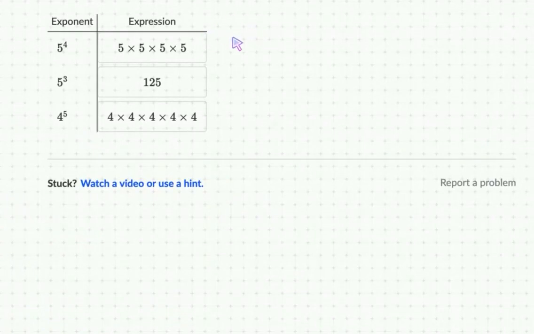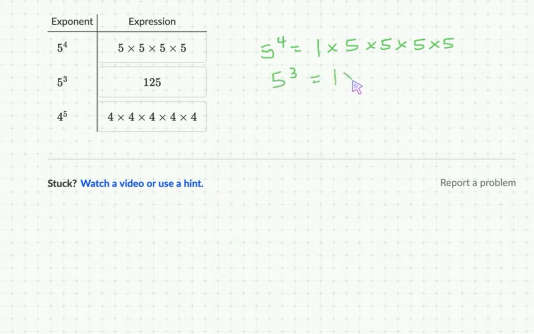5 to the 4th power is equal to 1 times 5, and there's 4 of those 5s. And this one looks like it's already at the correct spot. There's 4 of those 5s. Sometimes people will get rid of that times 1 at the end, so it's really the same answer. And then 5 to the 3rd power, it should be 125.